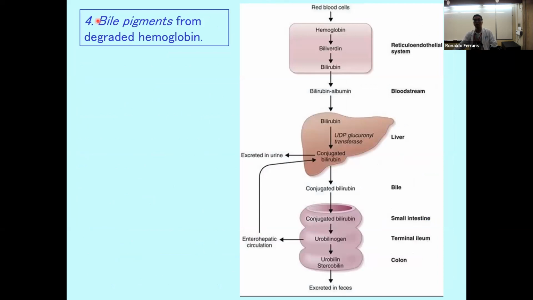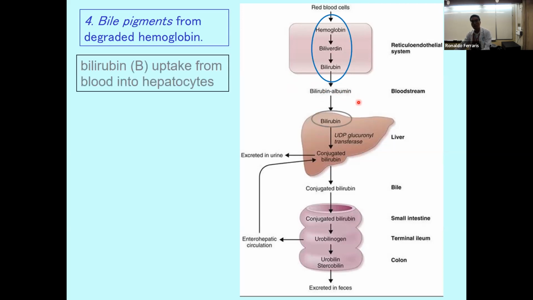And why? So how is this happening? These are your red blood cells now being destroyed because they are being replaced. And so the hemoglobin is broken down, and bilirubin is released into the bloodstream. Then in the bloodstream, this bilirubin is bound to albumin, and they go through your systemic circulation. And bilirubin is taken up from the blood into the hepatocytes.